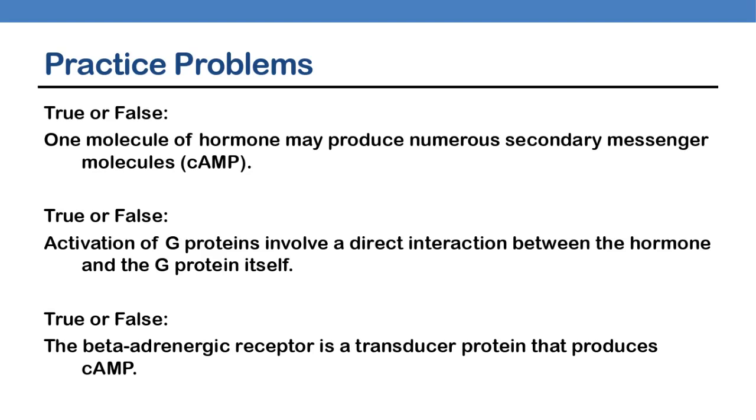So, one molecule, true or false. I'll do a poll for this. I guess yes is going to be true, no is false. One molecule of hormone may produce numerous secondary messengers, such as cAMP. Awesome. Most of you are getting the correct answer here. So it's true. You just need one molecule to induce all of this downstream pathway.